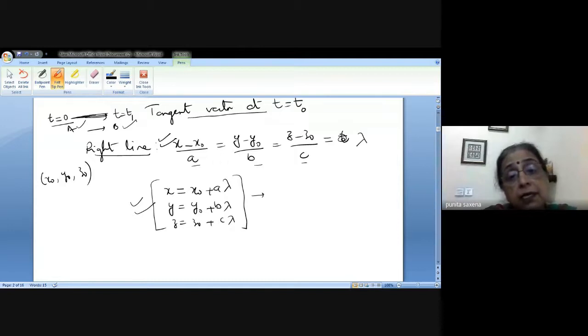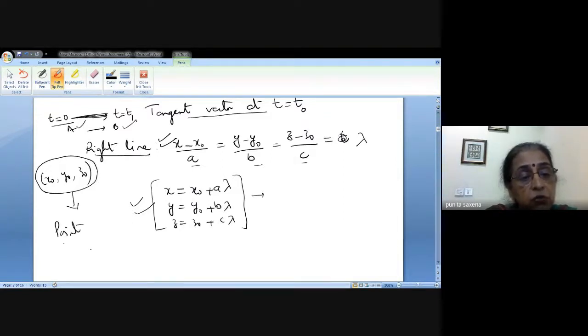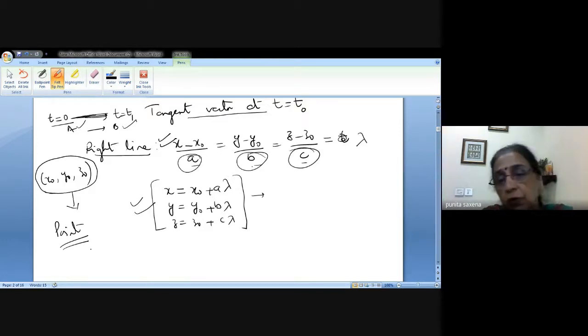But then to have a line in this form, what do I need? This thing. What is this? This is the point through which the line passes, right? And I need this also. Then only I'll be able to find the straight line, right?